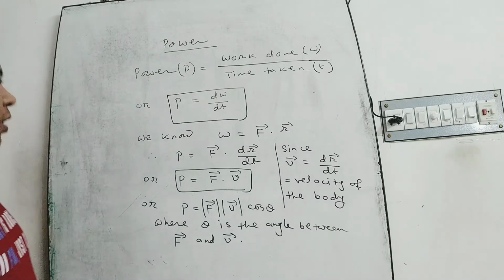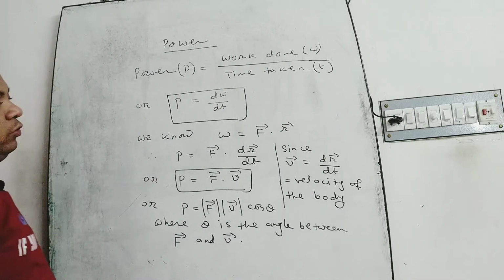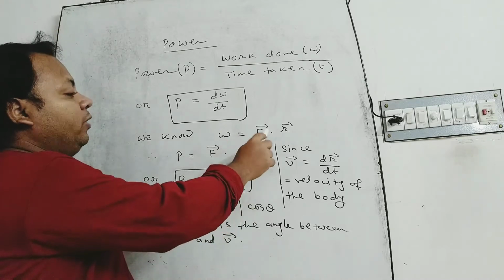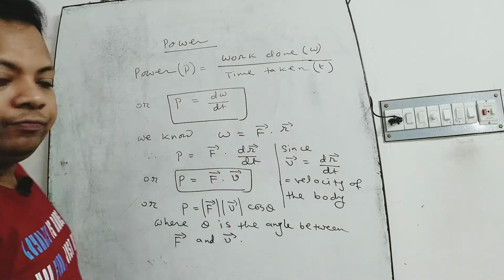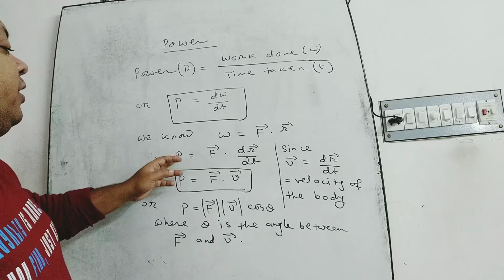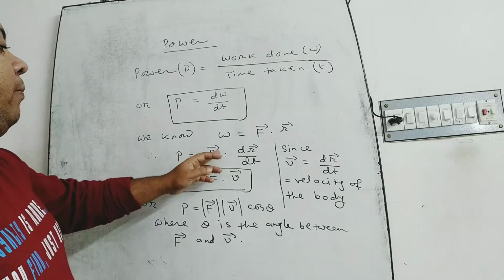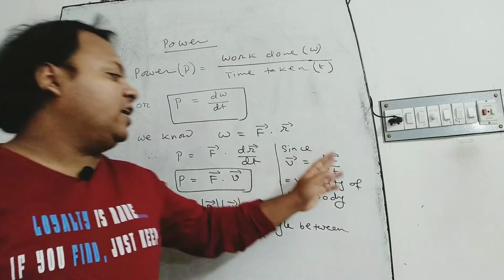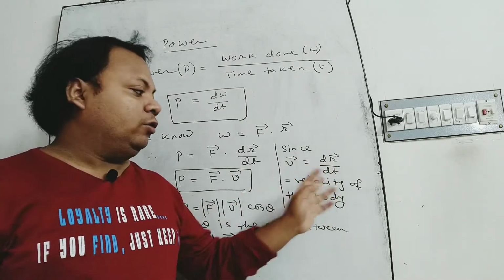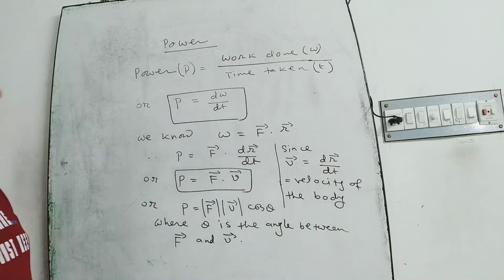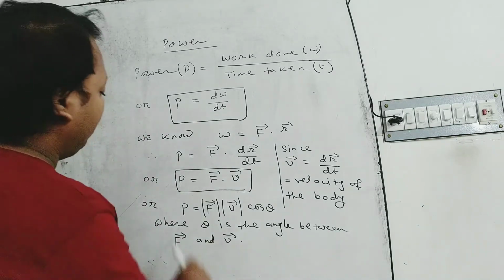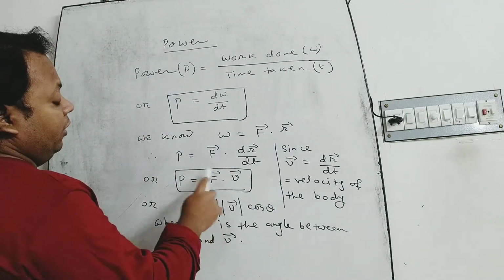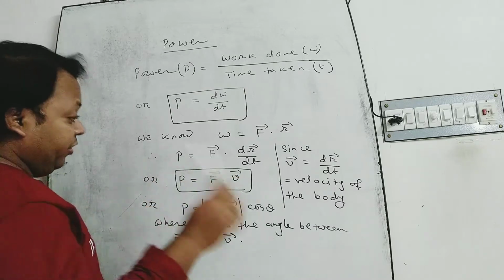That is rate of work done. And we also know that work done W is equal to F vector dot r vector. Therefore, P or power is equal to F vector dot dr/dt. Since we know that dr/dt is equal to v, the velocity of the body or particle, therefore power P is equal to F vector dot v vector.